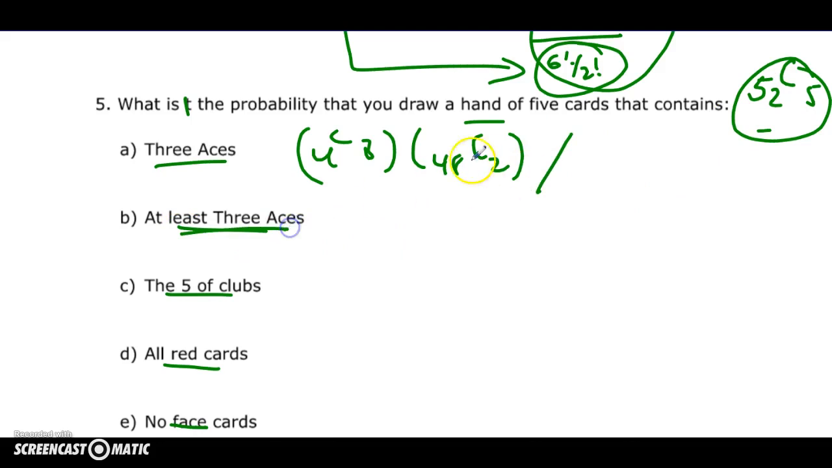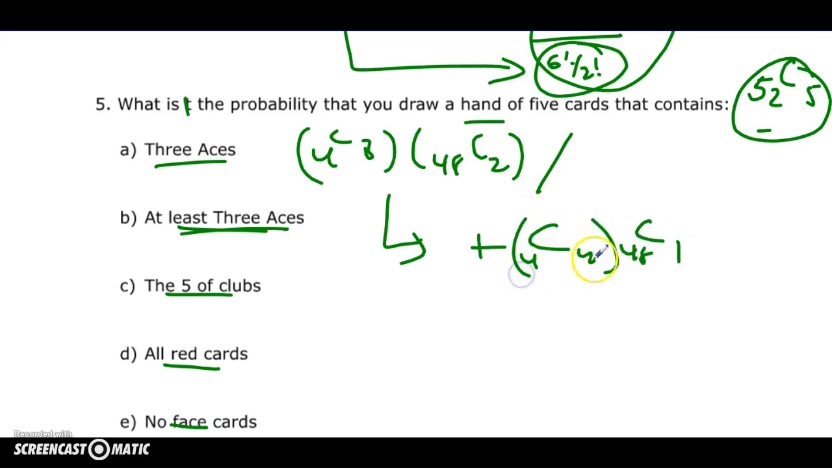At least 3 aces. You're going to have this situation, and then you add the situation where you choose 4 aces. You choose 4 out of 4 aces, and then you choose 1 of 48. So you add these 2 together, and then divide by that. The 5 of clubs: if you choose the 5 of clubs, there's only one 5 of clubs to choose from. And that means of the other 51 cards, you're choosing 4. So that's your numerator there.